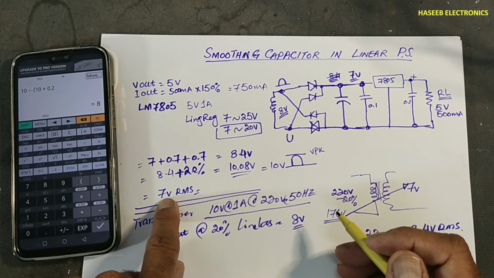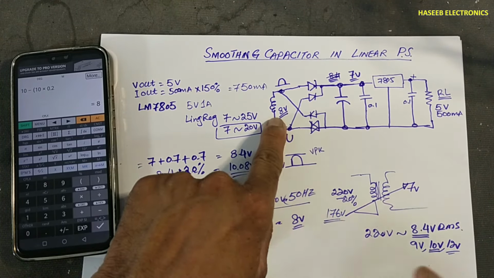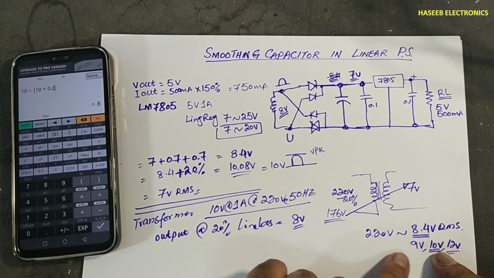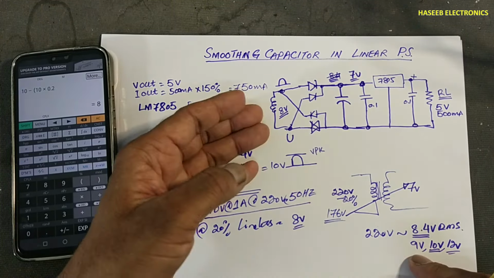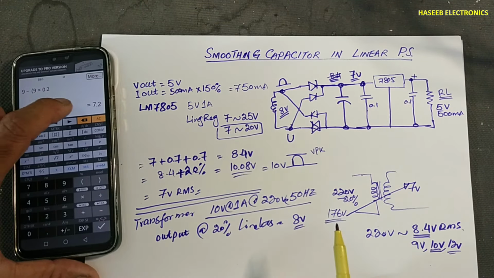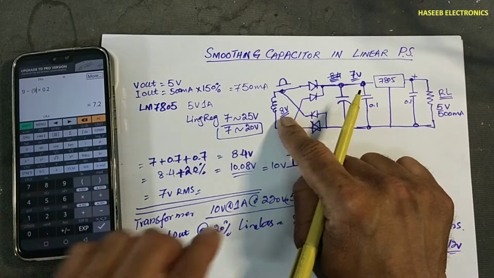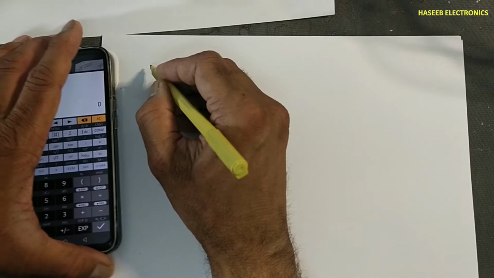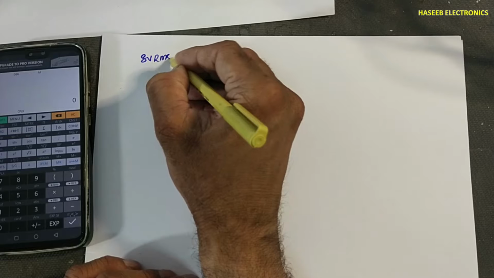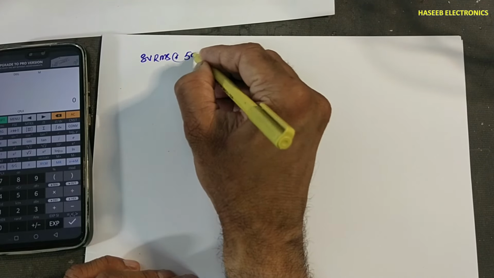We calculated 7 volt, but the available transformer in the market will provide 8 volt. If we consider a 9 volt transformer, that will provide around 7.2 volt. Let's consider this one. We have 8 volt RMS, 50 Hertz.